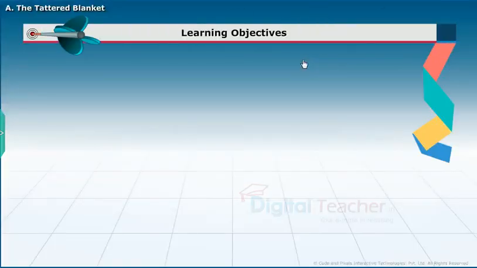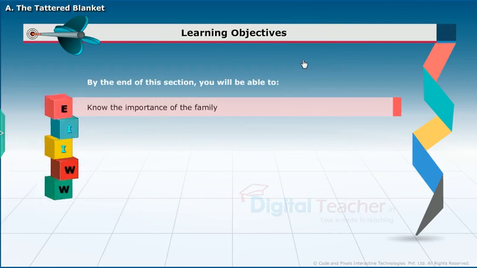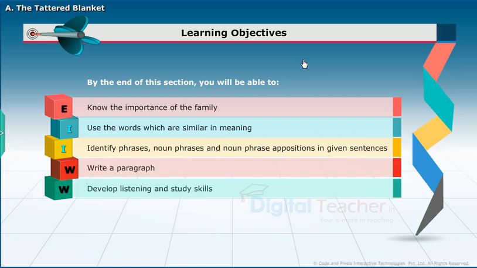Learning Objectives. By the end of this section, you will be able to know the importance of the family. Use the words which are similar in meaning. Identify phrases, noun phrases, and noun phrase oppositions in given sentences. Write a paragraph. Develop listening and study skills.